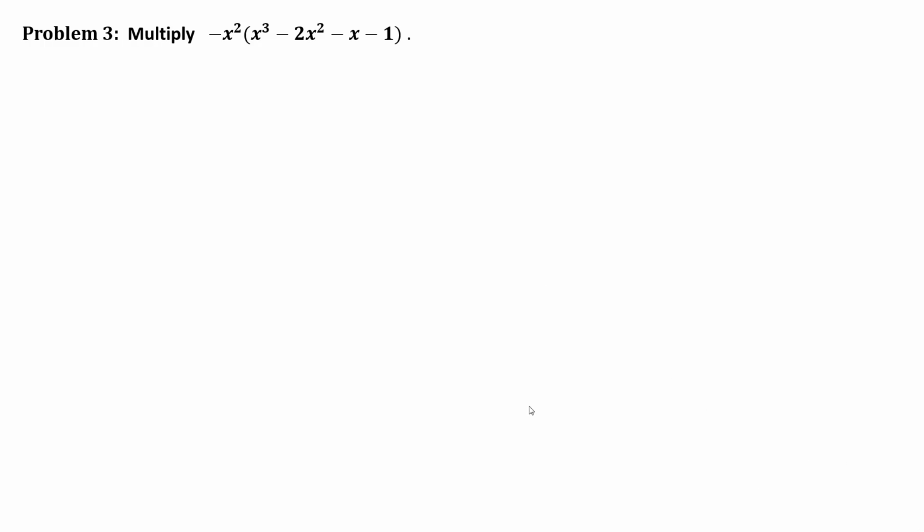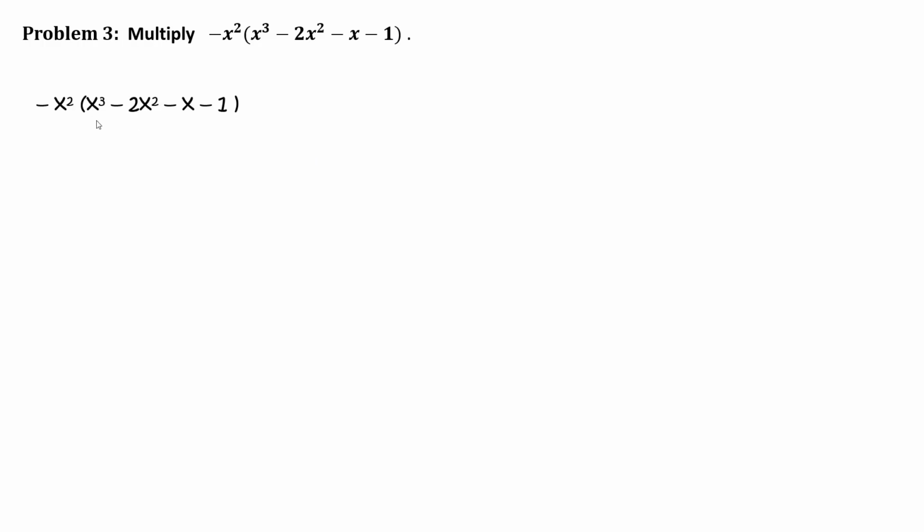Problem 3, you are asked to multiply negative x squared times quantity x cubed minus 2x squared minus x minus 1. You're asked to multiply a monomial, one term, by a polynomial, four terms. And this polynomial has degree 3 and it has 4 terms. It's kind of like being asked to multiply a one-digit number by a four-digit number.